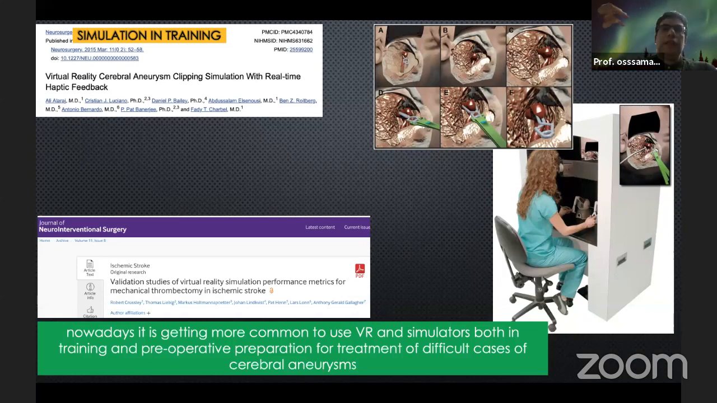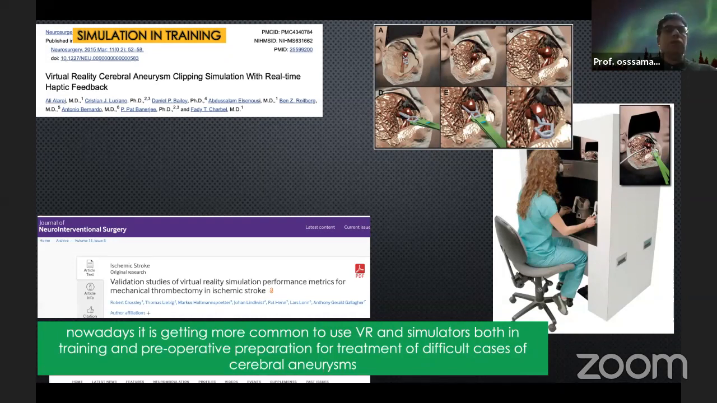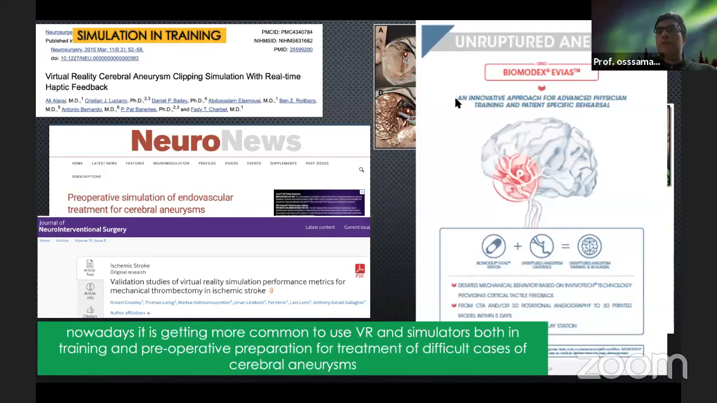So we can use some tools that can increase the adherence of the practitioner to the training and to the specialty by using simulation. I think this is not a dream. It's something which has been published in the literature recently, showing that using virtual reality and simulators, both in training and in preoperative preparation for the treatment of difficult cases, showed a dramatic effect on the outcome of the patient. And I think now there is a very unique company working in this direction, Biomedics.